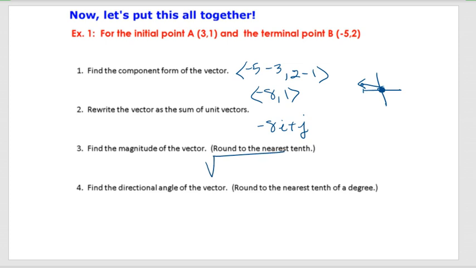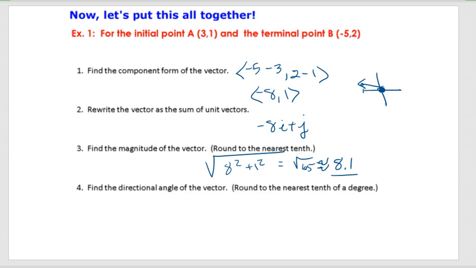Find the magnitude. That would be the square root of 8 squared plus 1 squared, which is square root of 65, which is fine by me. Square root of 65 is 8.1, 8.06 to be exact, but 8.1. This is an approximate, it is not exact.